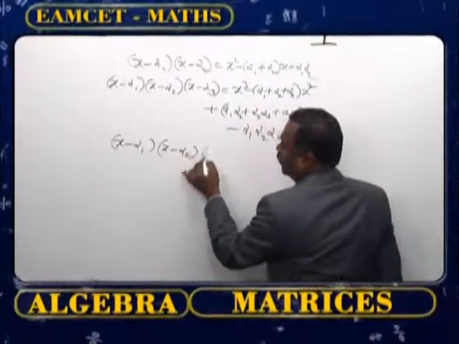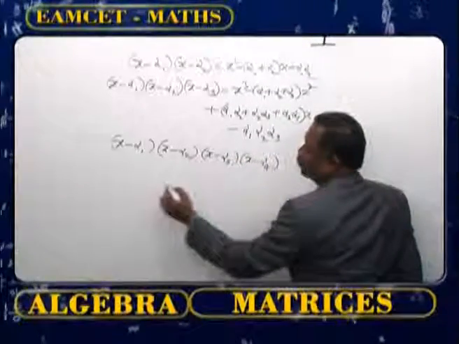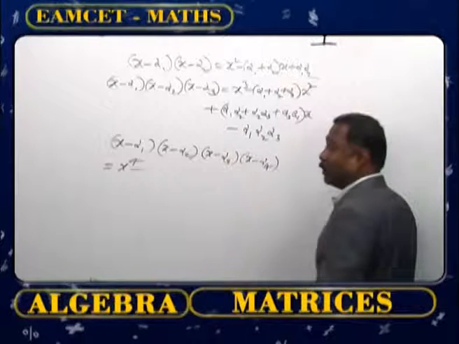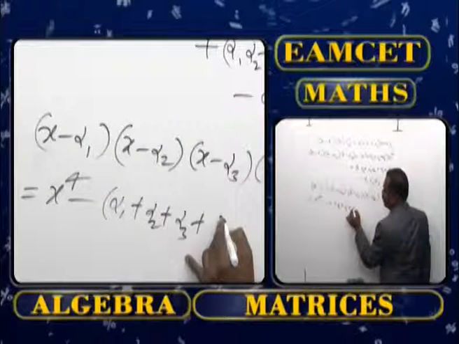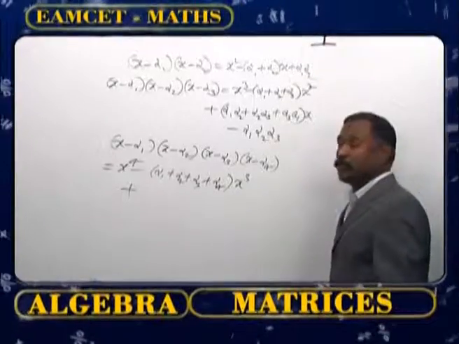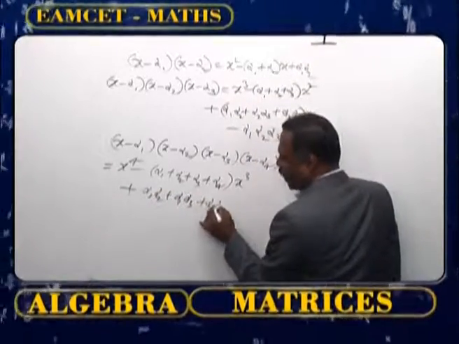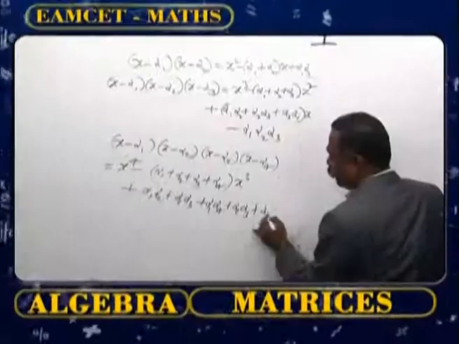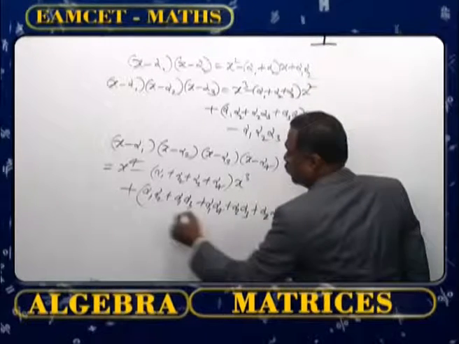x minus alpha 1 into x minus alpha 2 into x minus alpha 3 into x minus alpha 4. Then I want to write the multiplication of this: x power 4 first. And then the x cube coefficient will be the sum of all the roots, alpha 1 plus alpha 2 plus alpha 3 plus alpha 4, into x cube, plus the sum of the roots by taking two at a time. Next, it is alpha 1 alpha 2 plus alpha 1 alpha 3 plus alpha 1 alpha 4 plus alpha 2 alpha 3 plus alpha 2 alpha 4 plus alpha 3 alpha 4 into x square.